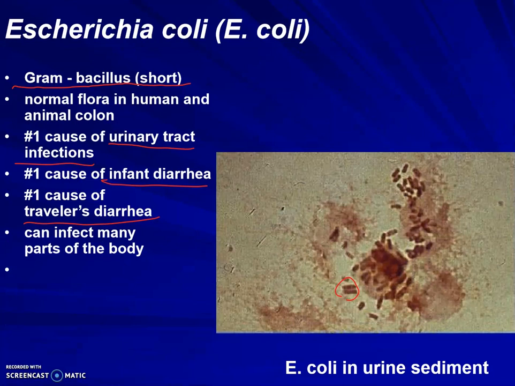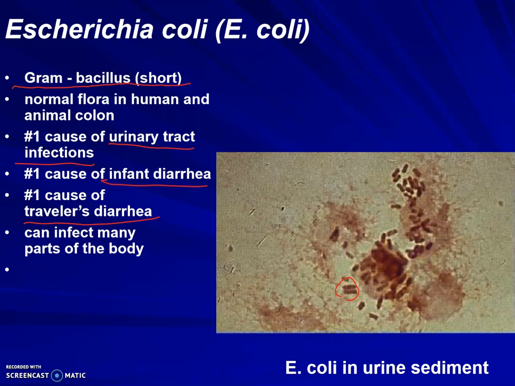Moving on to E. coli. That bacterium, you've worked with it in a lab. You know it's a gram-negative bacillus, kind of a short rod. It's a normal inhabitant of our microbiota in the human and also in animal colon, so the large intestine. But if it gets into the wrong place in your body, it can also cause infections, and so it is considered the #1 cause of urinary tract infections, also the #1 cause of infant diarrhea, and the #1 cause of traveler's diarrhea. It can virtually infect any part of your body.